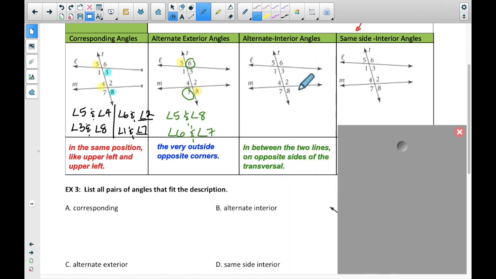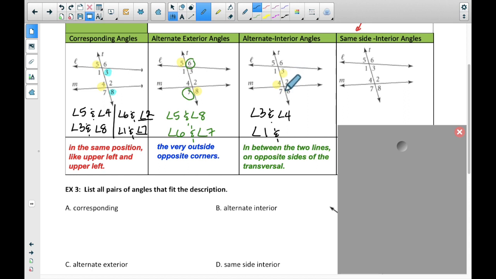Okay, then we have alternate interior. Alternate interior, we have to go inside these inside lines, but they're alternate, so when they're on opposite sides. So for instance, angle 3 and angle 4 would be alternate interior angles. And then can you find the other two?